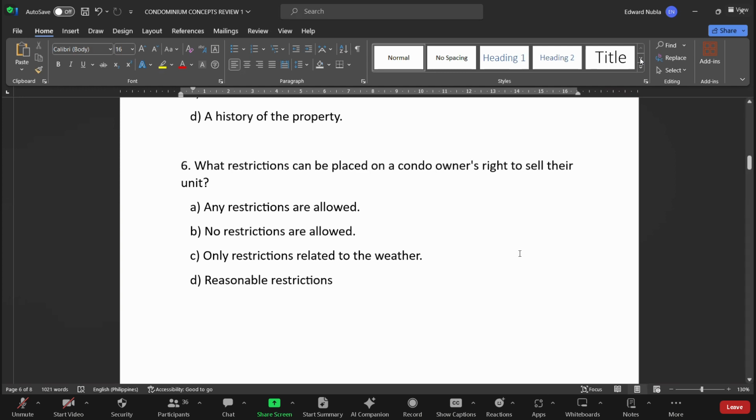No restriction. In general, no restrictions are allowed. Kaso, by law, meron namang reasonable restrictions. By reasonable restrictions, yung against morals, law and public policy or public welfare. So answer talaga dito is reasonable restrictions.